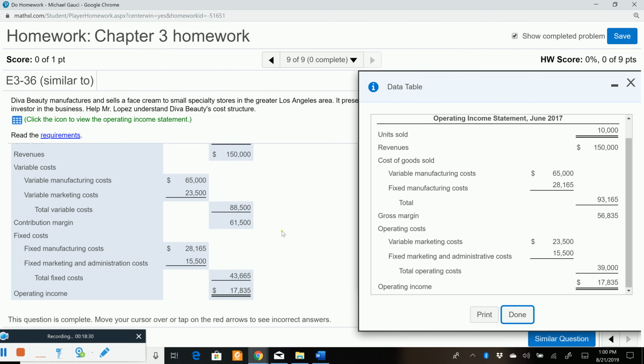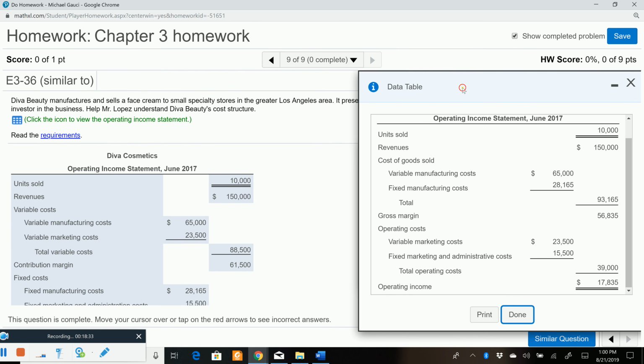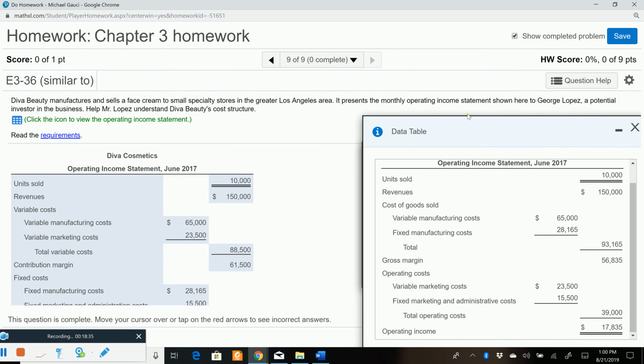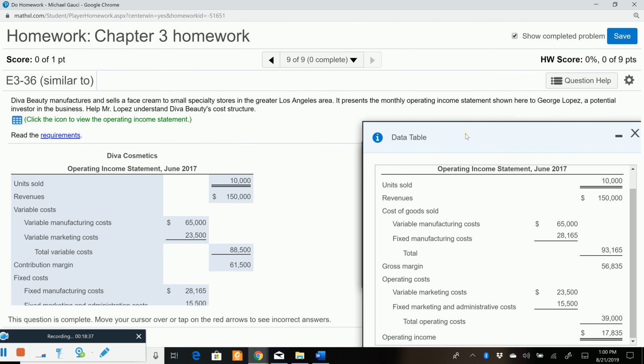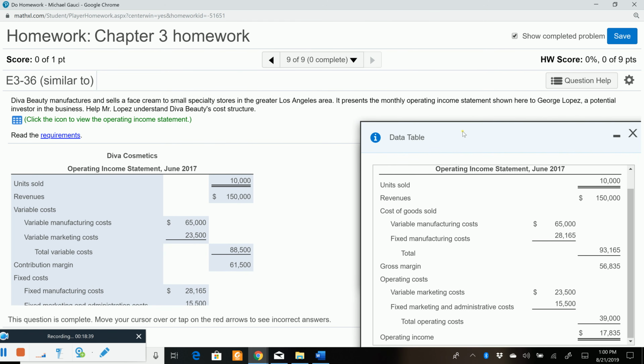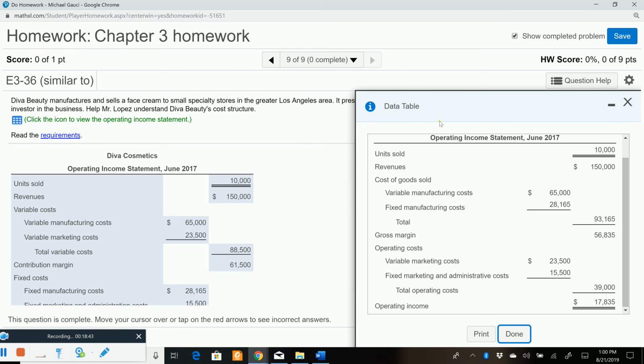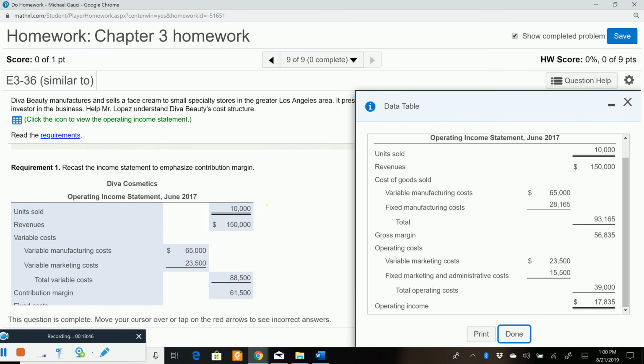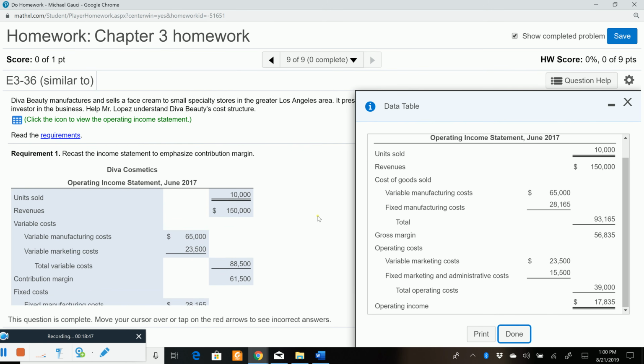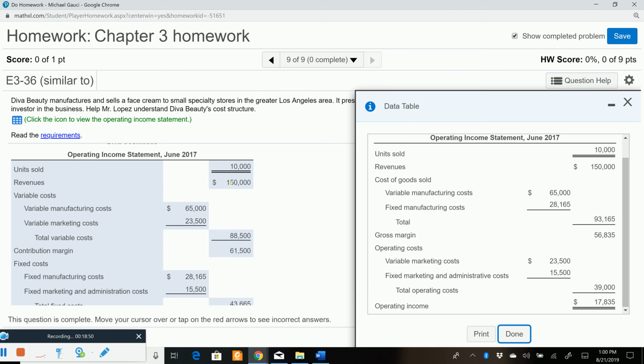So basically what we're going to do is restate the accounting income statement utilizing the contribution format income statement. We are assuming that the same number of units produced is the same number of units that we are selling. Okay, so the units sold are still the same 10,000 and produced the same 10,000. Revenues you're going to see are the same, 150, 150.